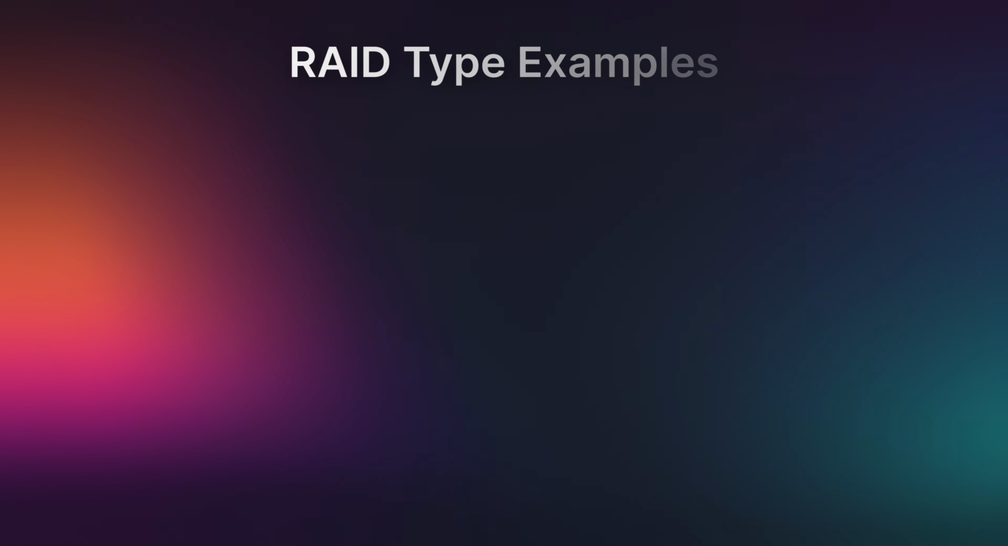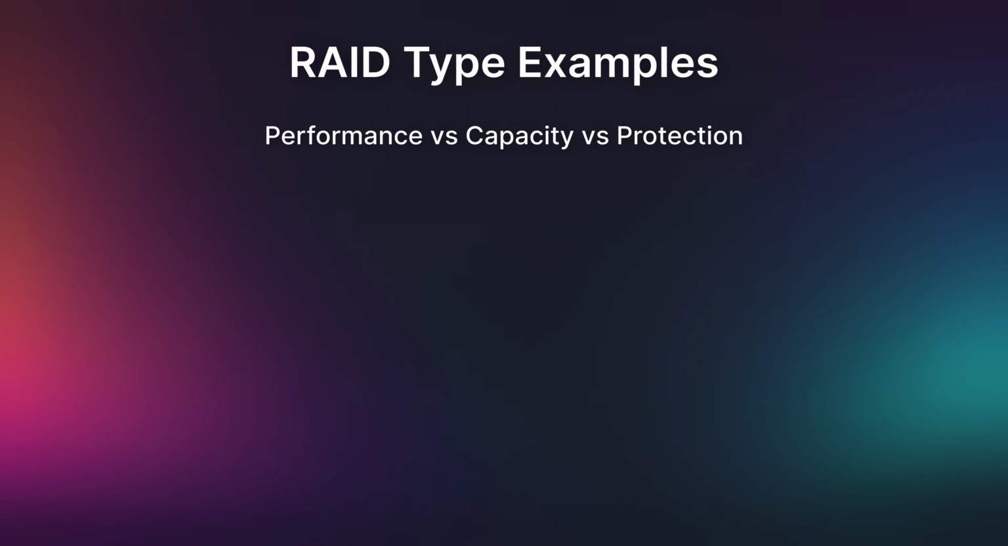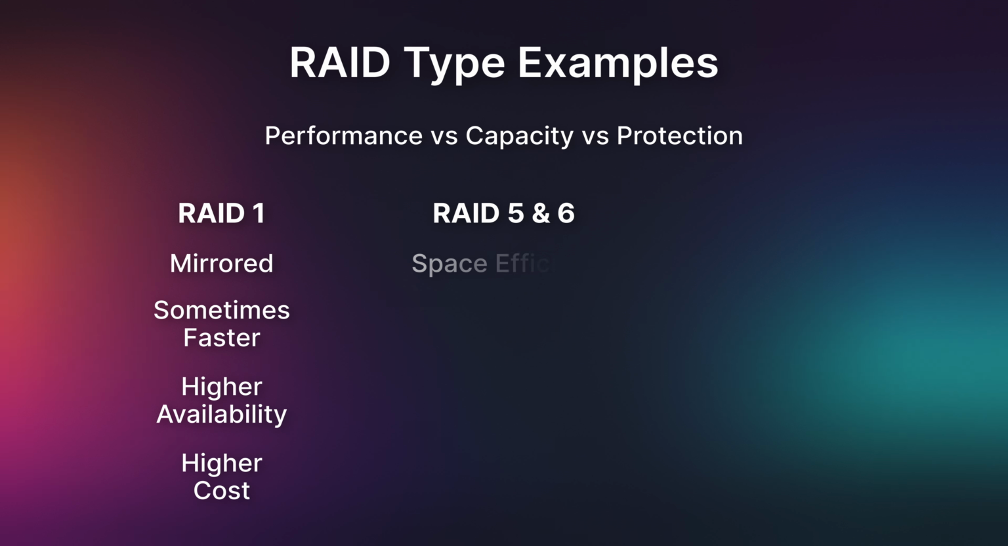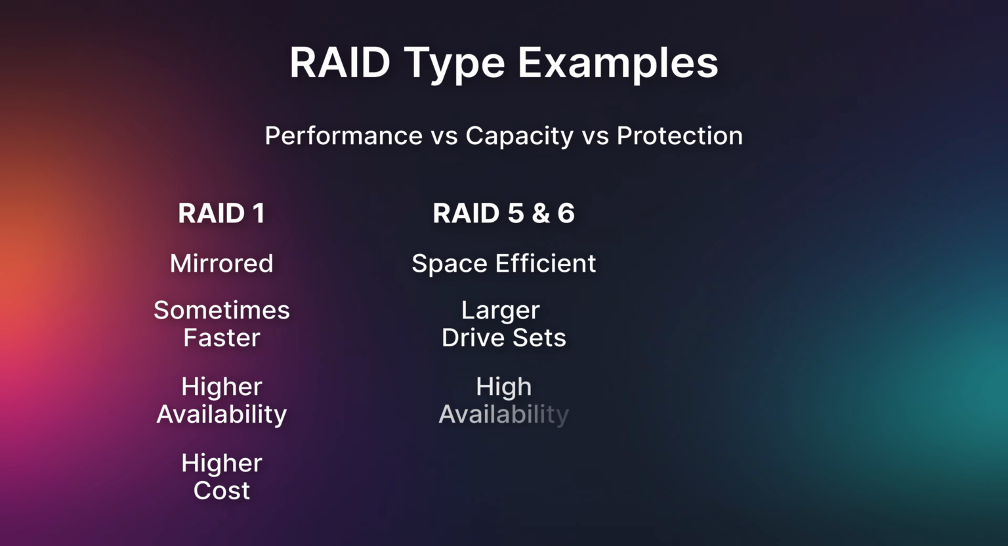There are different RAID types or levels, each offering a unique balance of performance, capacity, and protection against drive failures. For example, RAID 1 mirrors data across 2 drives, which can often improve speed and availability, but at a higher cost because it uses more drives. Then we have options like RAID 5 or RAID 6 that offer more efficient use of drive space in larger sets of drives, while still providing protection against drive failures.